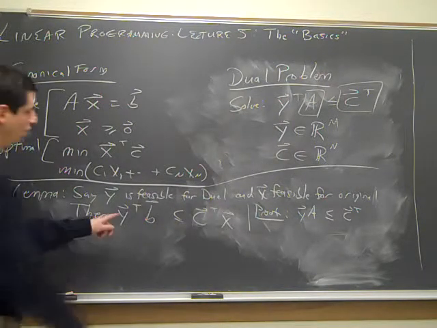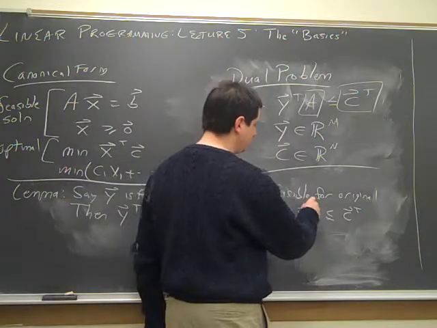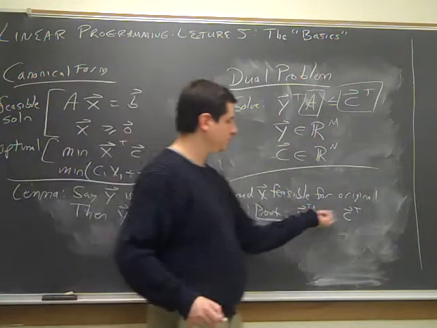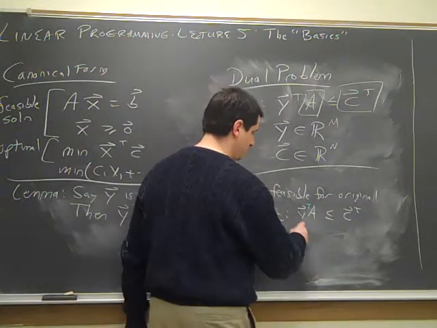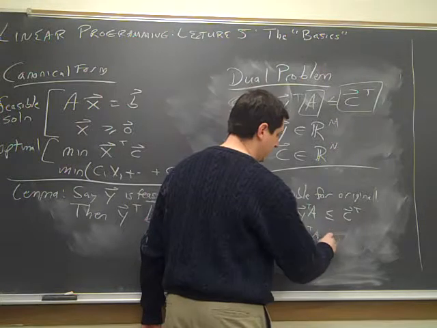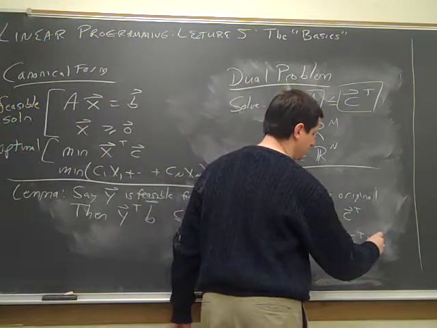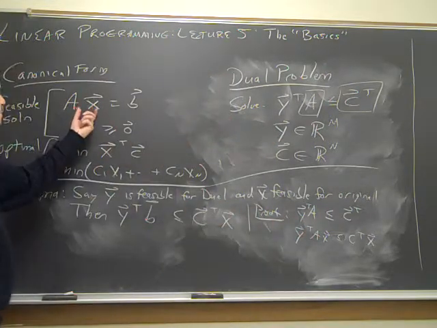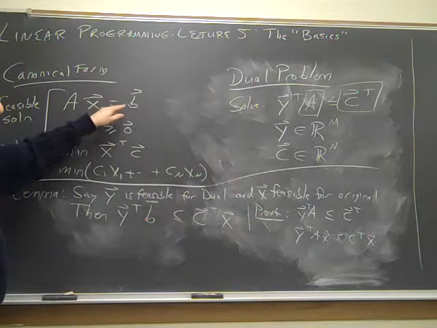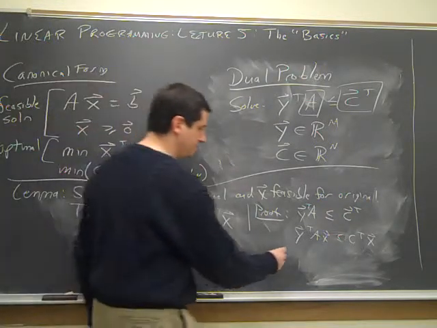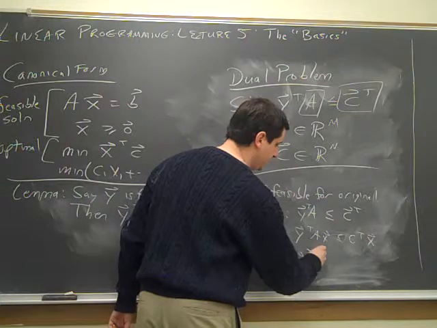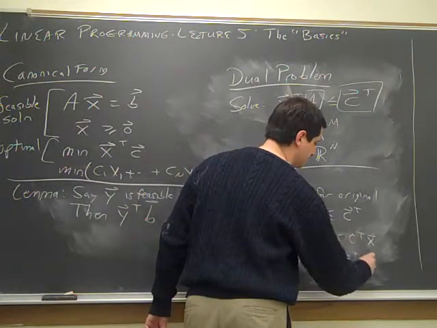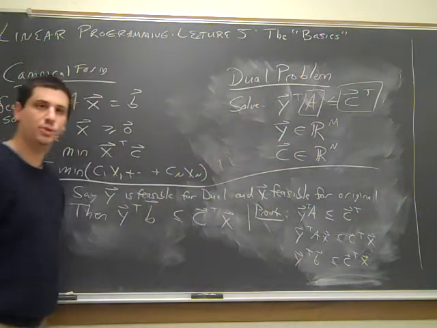So why would this be useful? Well, we know Y transpose A is less than or equal to C transpose. Let's multiply the right of each of these by X. So you get Y transpose AX is less than or equal to C transpose X. But what do we know about AX? Well, since X is feasible for the original problem, AX is just B. So we get Y transpose B is less than or equal to C transpose X. And that's what we wanted to show.